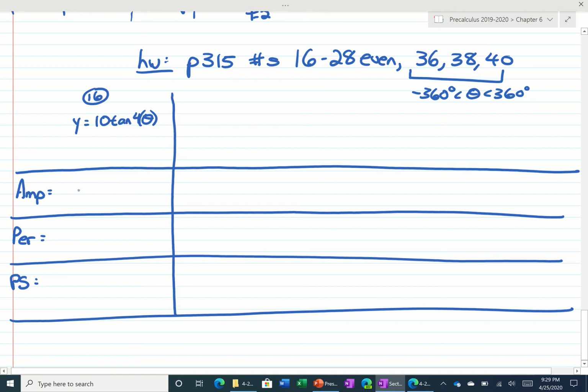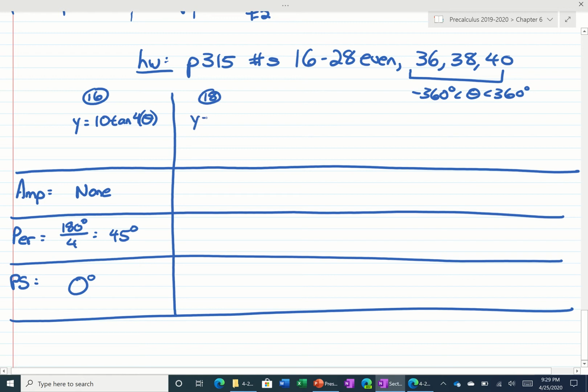The amplitude, we're going to say none, because the only graphs with amplitude are sine and cosine. Period would be the normal period of tangent, divided by 4, which in this case would be 45 degrees. And we're not adding or subtracting anything, so the phase shift is 0. Let's move to the next one, 18.